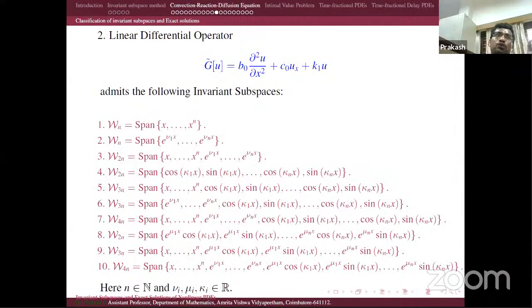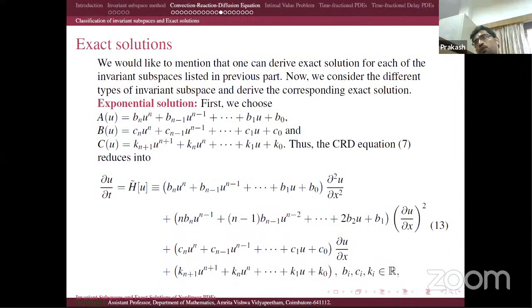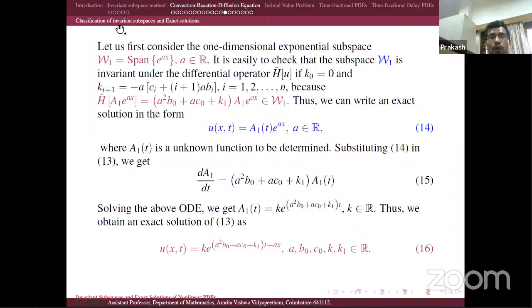But here we calculated the invariant subspaces. How do we derive exact solutions using the obtained invariant subspaces for the convection, reaction, diffusion equation? Here, I am considering the convection, reaction, diffusion equation with power law nonlinearity. I assume A of u, B of u, and C of u in this form. Then the given CRD equation, that is the convection, reaction, diffusion equation, reduces to this form. So this H bar admits a one-dimensional exponential subspace, and we can easily verify that H bar satisfies the invariant condition.